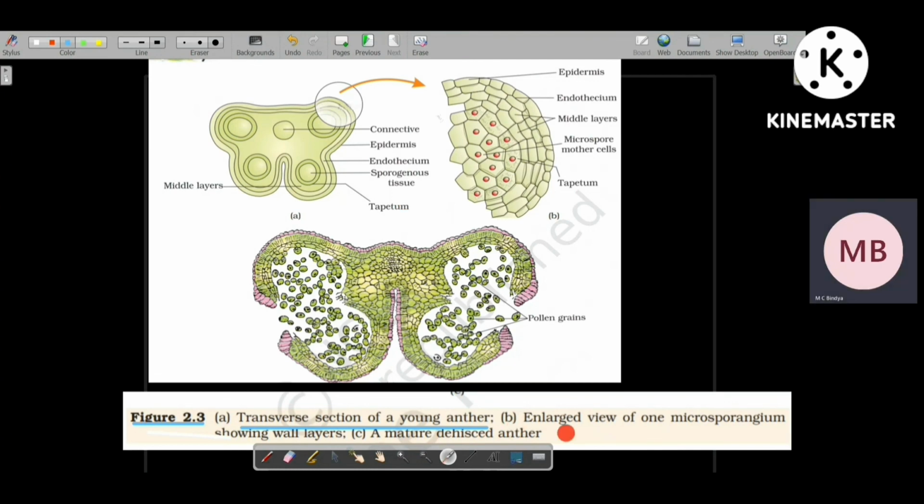And figure 2.3b shows enlarged view of one microsporangium. So we can see all these layers clearly here: epidermis, endothecium, middle layers, tapetum, then microspore mother cells. And this is a mature dehisced anther, which means the pollen grains are released because they have become mature.